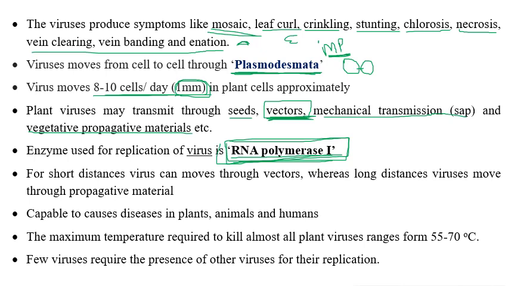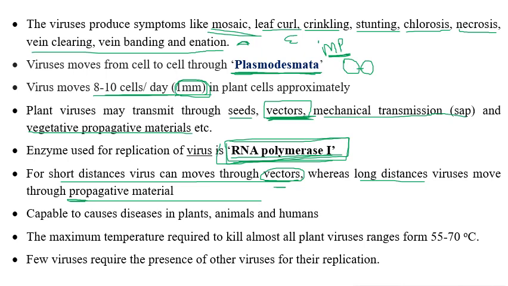And then short distance and long distance movements can occur. For short distance, they can move through vectors, whereas for long distance, through propagative material. The propagative materials are exchanged or moved across borders, so if the quarantine measures are not proper, plant viruses can be transferred from one country to another country through propagative materials.